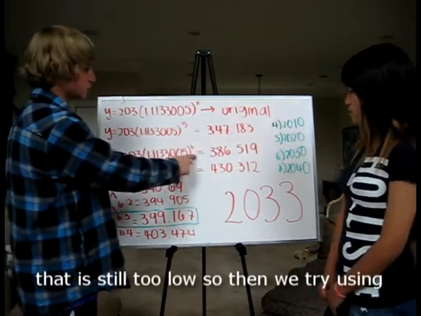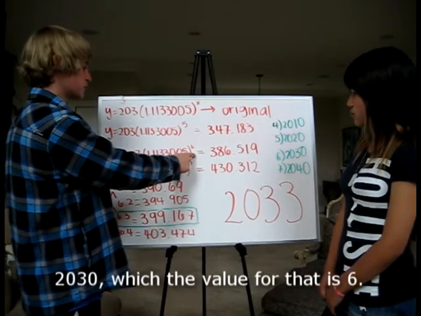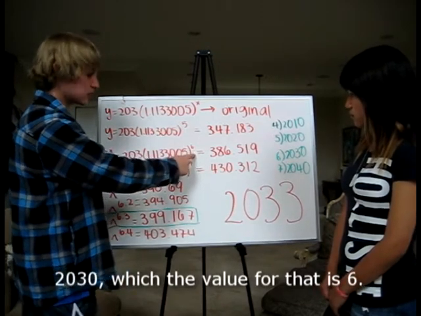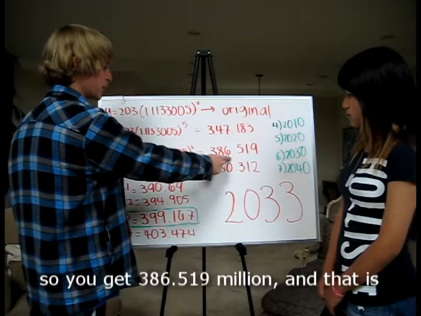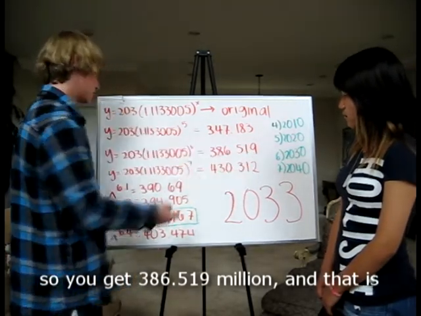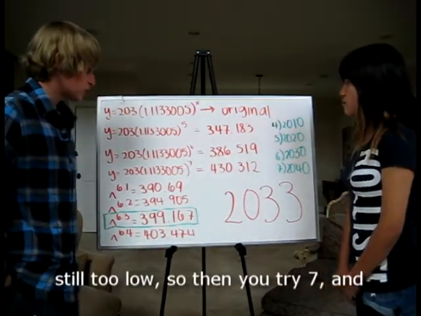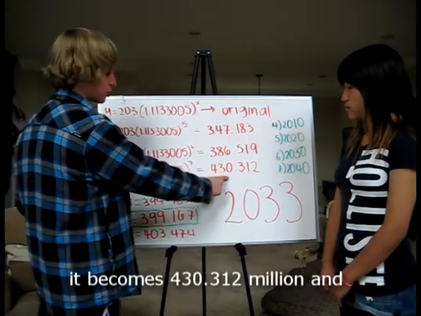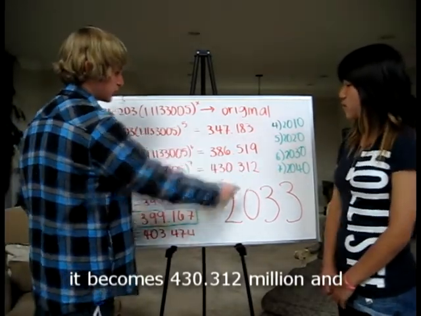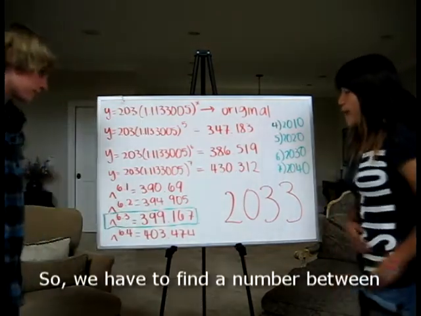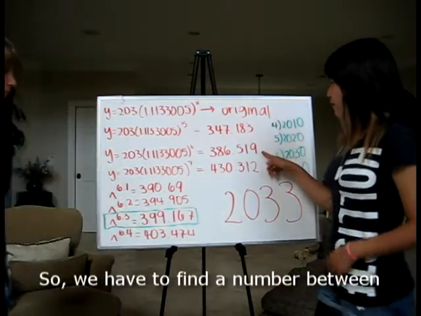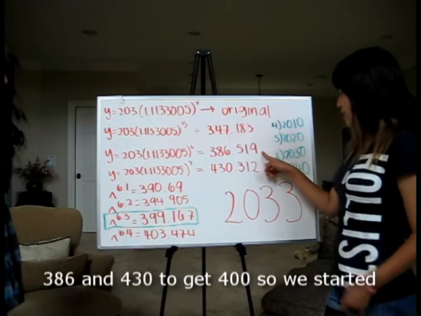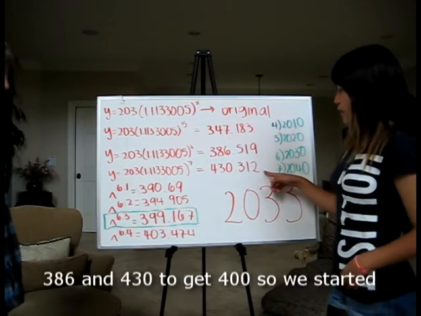So then we try using 2030, which the value for that is 6. So you get 386.519 million. And that's still too low. So then you try 7, and it becomes 430.312 million, and that's too high. So we have to find a number between 386 and 430 to get 400.